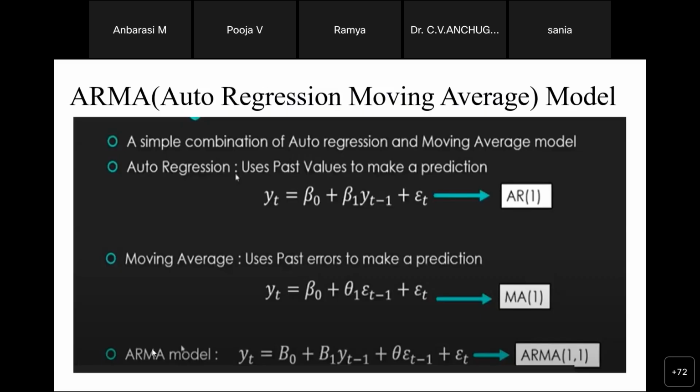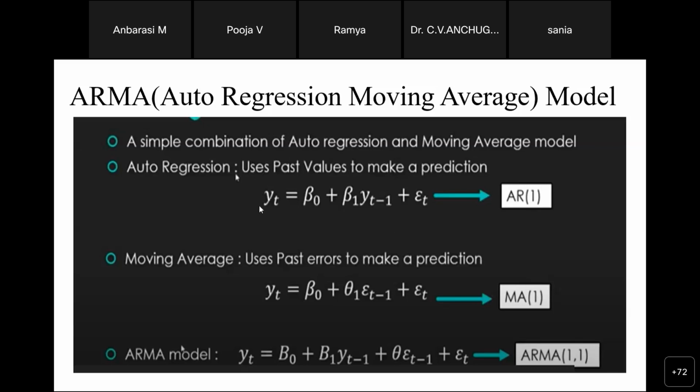Okay, so next one is the ARMA model, the auto-regressive moving average model. In this model, we have already discussed the auto-regression model and the moving average model. The combination of these two is what we have in the auto-regression moving average model. Already we have seen that in the auto-regression model, we are going to predict the future value based on the past value.